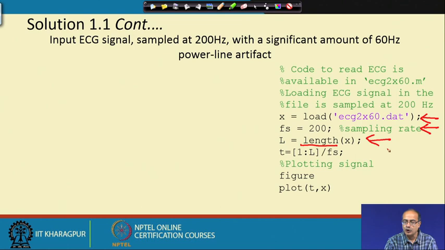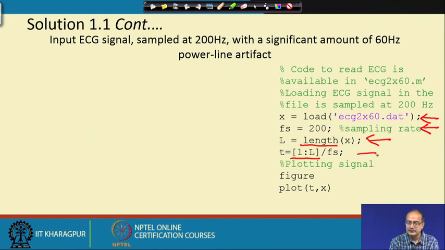Next, to take the plot, we would like to see the plot in time rather than in terms of samples, because that will give us a better idea about the span of the signal and the length of one cycle. Here within the square brackets, 1 to L gives us a ramp starting from 1 to L with an increment of 1 at each step. That is divided by fs, where fs is the sampling frequency. So, 1 by fs gives us the sampling interval. Once we multiply that with this counter from 1 to L, we get the time instance of each sample. T is the variable for that, which will help us do the plot.